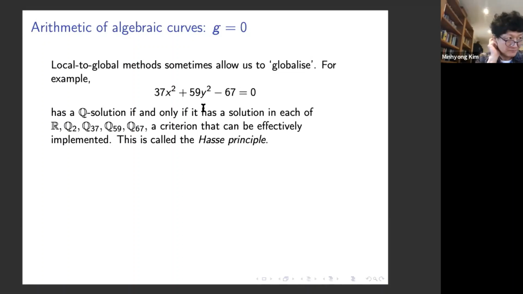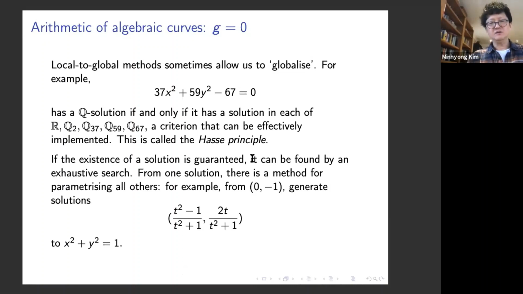But anyway, I'm not telling you what it is now, but it's possible to check inside these complete fields whether or not there exists a solution. So using that, just by checking inside these 5 fields, you can check whether or not there's a rational solution. This kind of theorem is called the Hasse principle, this kind of statement.